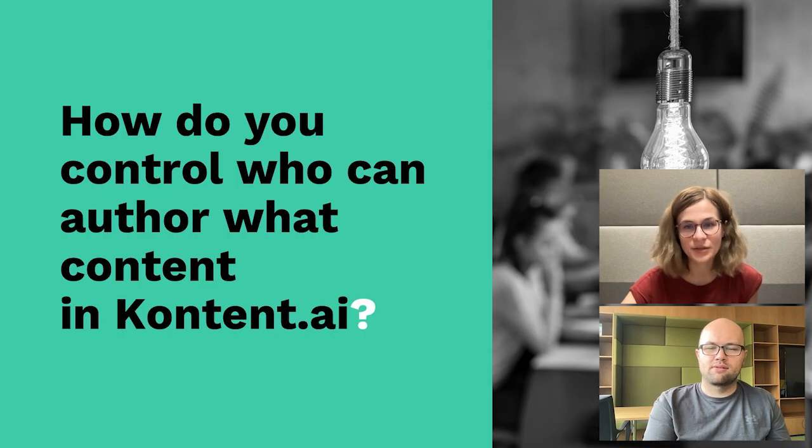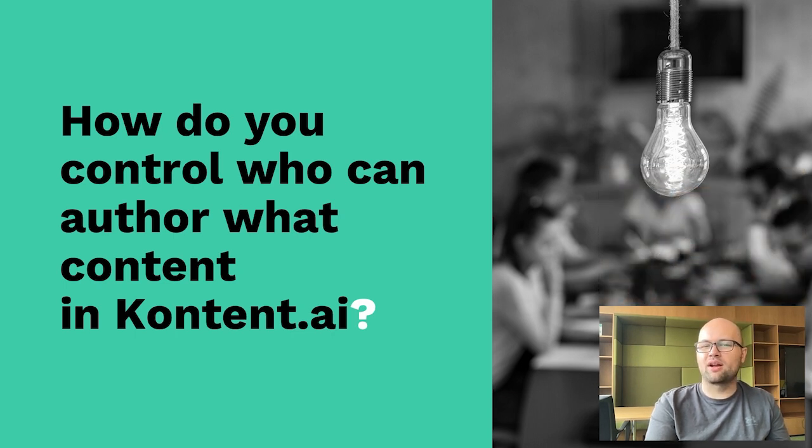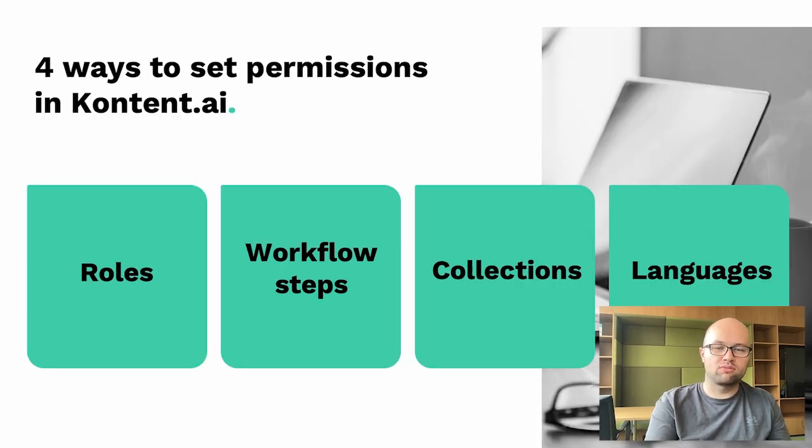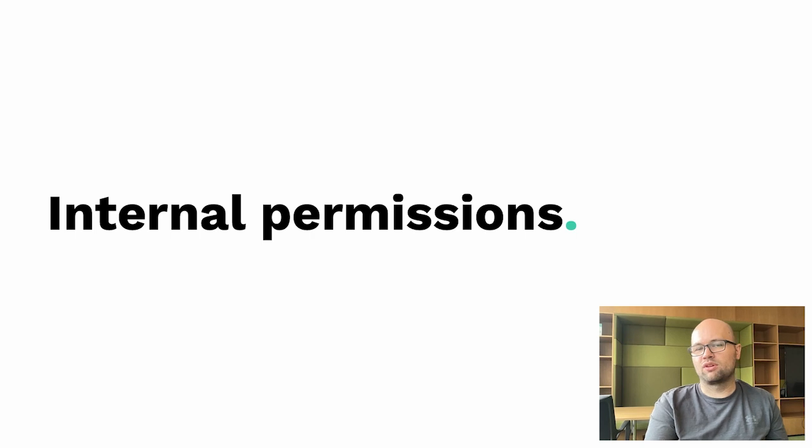You mentioned that as a creator, you can create different types of content. But how do you control who can author which content? We wanted to have as transparent an approach as possible while keeping our content secure. In Kontent.ai, there are basically four ways to restrict content creation. You can use roles, workflow steps, collections, and languages. As we only author content in English, we don't really use languages, but we use the rest of the options. So let's look again into our project.